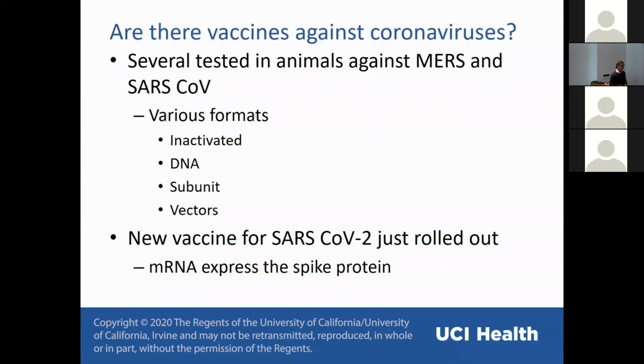I think many of us have heard about the new vaccine that's just been rolled out. This is being sponsored by the National Institutes of Health and a company called Moderna. This is a vaccine that is made of messenger RNA that expresses the spike protein of SARS CoV-2. There are some real advantages to using an mRNA vaccine, the main one being that it's very easy to make. You only have to synthesize it. You don't have to grow it in cells or in eggs like you do for influenza virus vaccines and others.